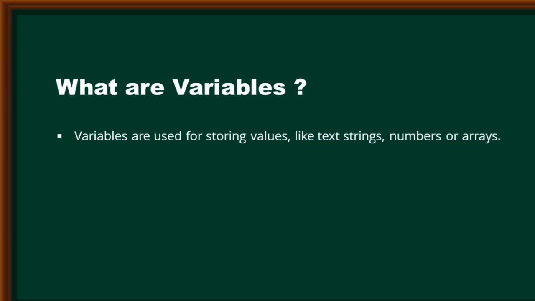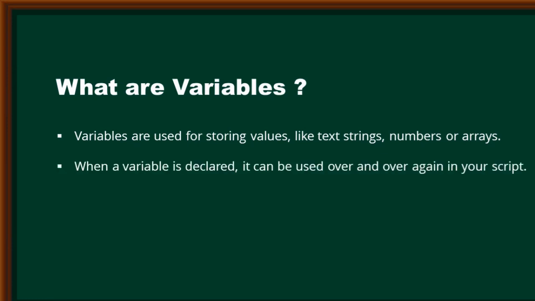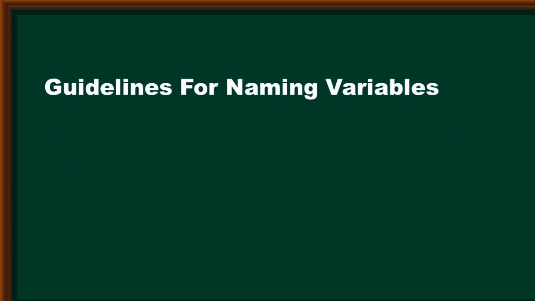When a variable is created, creating a variable also means declaring a variable. Once a variable has been declared, it can be used over and over again. All variables in PHP begin with a $ sign. So anywhere you see a $ sign in PHP code in front of some text, know that you are referring to a variable. There are some guidelines or rules for naming variables in PHP.